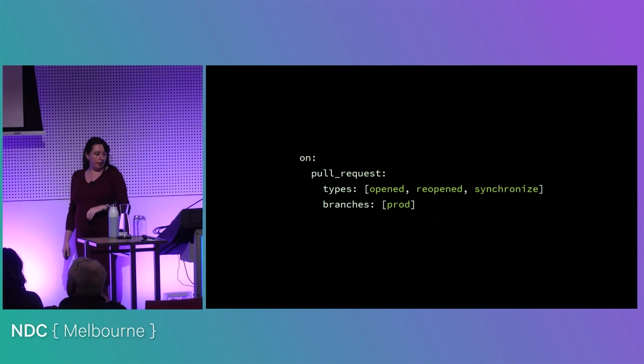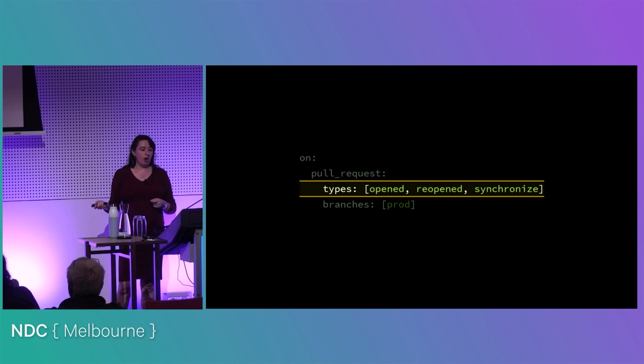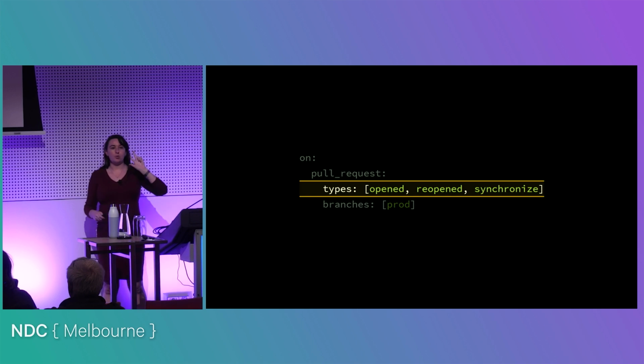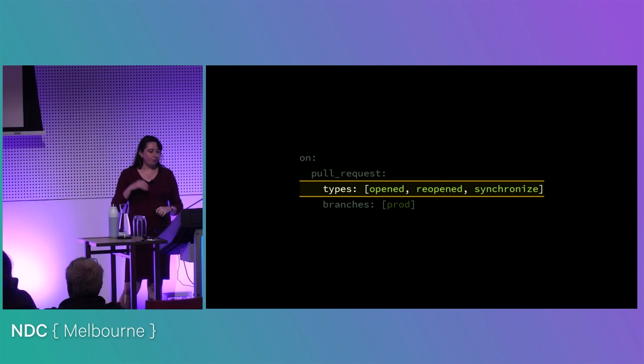So in this case, we're going to keep it nice and simple. I want to trigger on pull requests. I want to do this when a pull request has been opened, reopened, or synchronized. So synchronized means somebody else has pushed code to the branch for that pull request. That means it will only run if the code in a PR is changed.